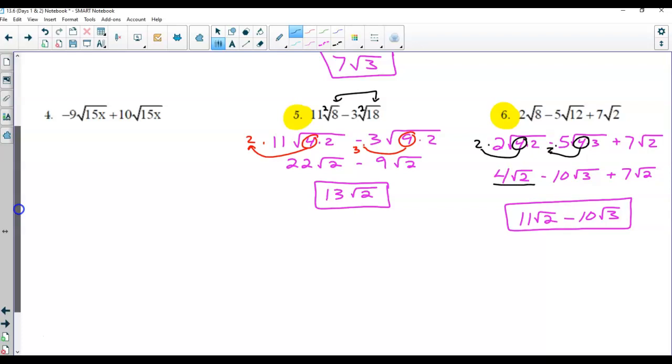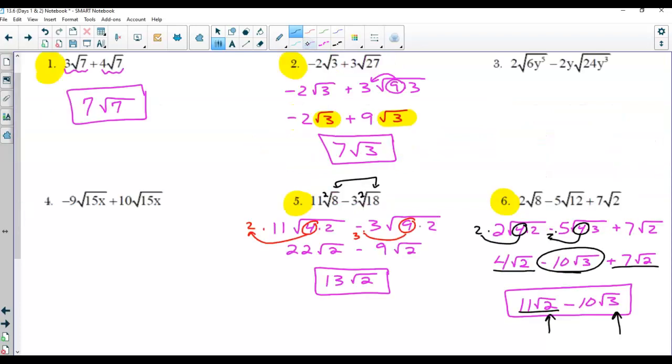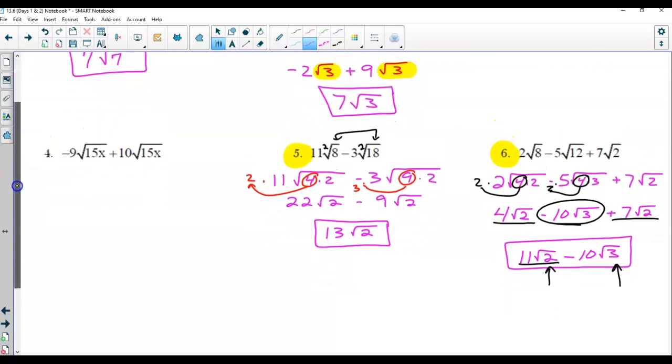Well, these are 4 square roots of 2 plus 7 square roots of 2. That gives me 11 square roots of 2. And these are negative or minus 10 square roots of 3. Well, I can't break these 2 radicals down anymore. And they are different radicals. So my end answer is 11 square root of 2 minus 10 square root of 3. And I can't put them together any more than that. And my calibration is off again, but that's okay.